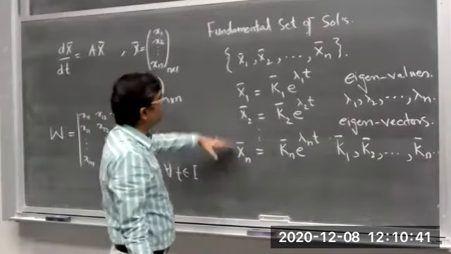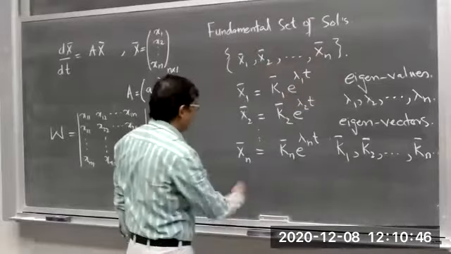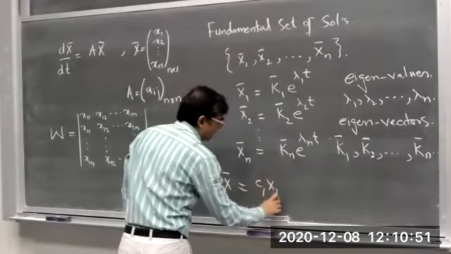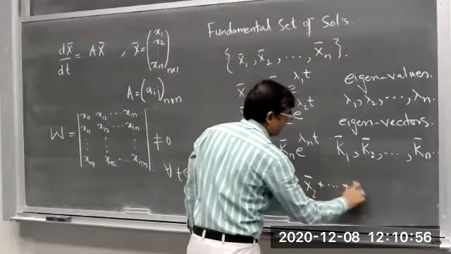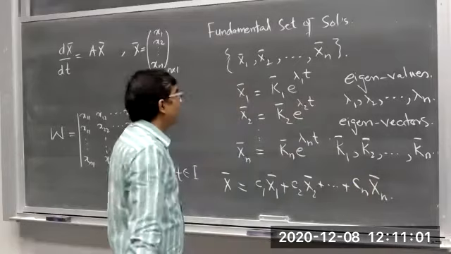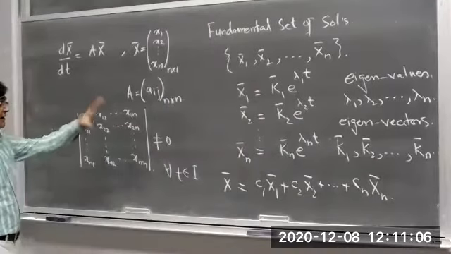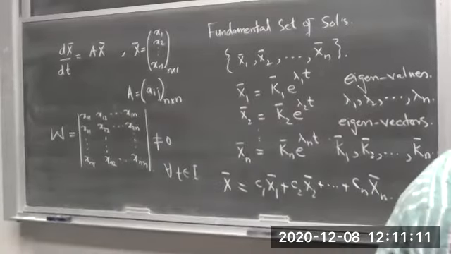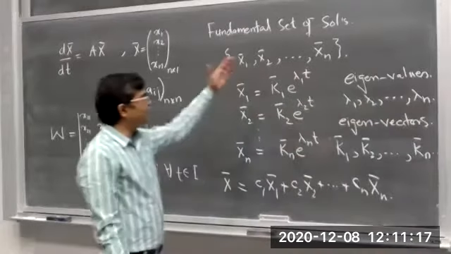If these solutions form a fundamental set of solutions, then we can write the general solution as x is equal to c1 x1 plus c2 x2 plus and so on plus cn xn. So I hope you got it. This was a short review of the previous lecture. If you have any question, you can ask me. Otherwise, now we are going to discuss how to find these eigenvalues and eigenvectors.